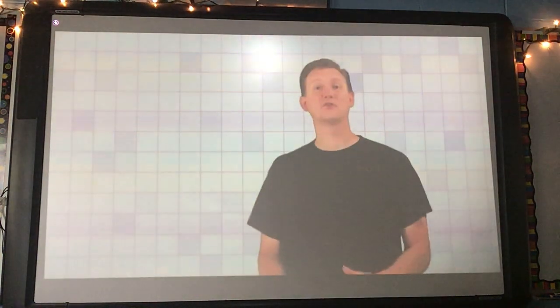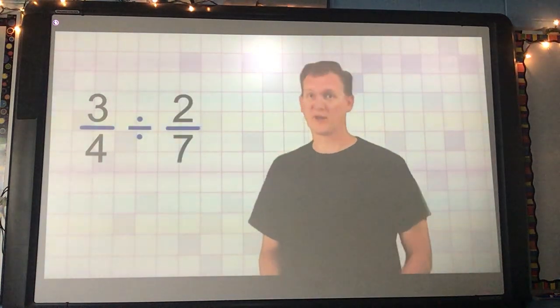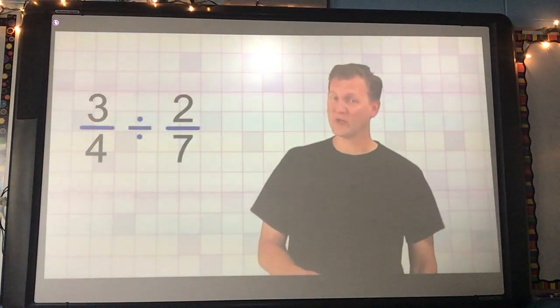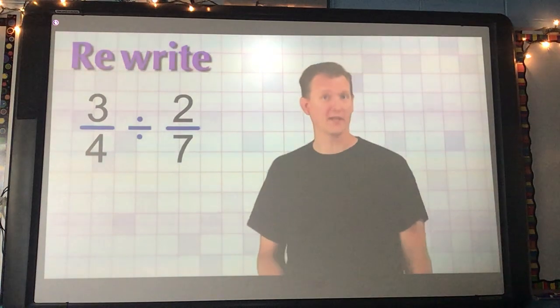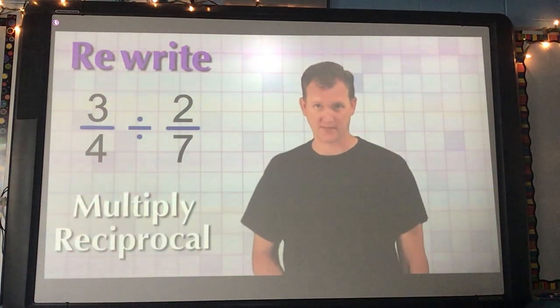As always, let's see a couple examples of how this works so you'll really understand. Let's try this problem. 3 over 4 divided by 2 over 7. Okay, so the first thing we want to do is rewrite our problem. Instead of dividing by 2 over 7, we can multiply by the reciprocal instead.